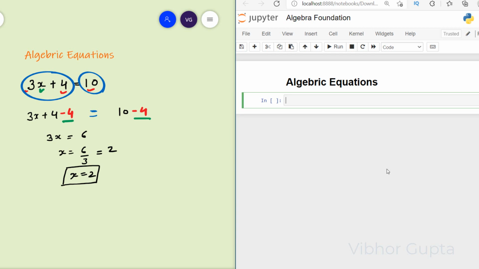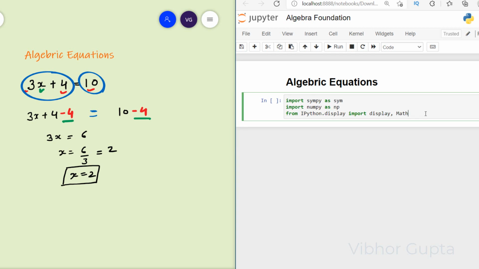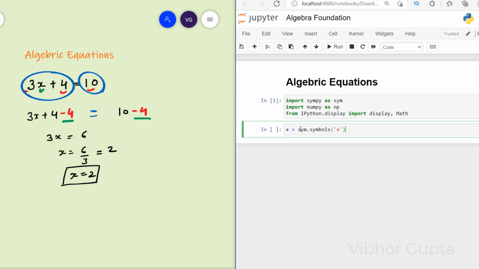Now let's ask Python to solve the equations for you. Okay, so I'll first import the libraries. So we have imported these libraries first. Let's use the SymPy module here. Let's define one variable. How can we define the variable in SymPy? I can say x equals sim.symbols and then x.